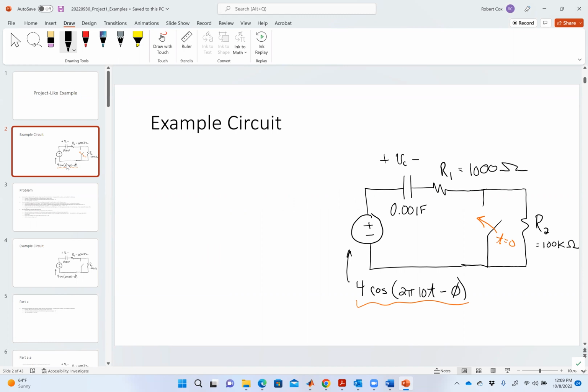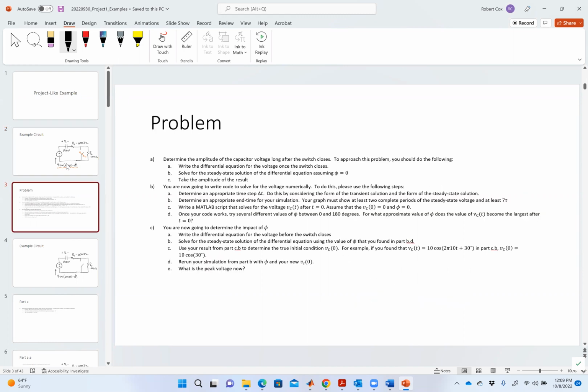And the problem is very much the same as what's in problem one, except in problem one, what you have is an inductor instead of a capacitor. So here, what I'm asked to do is determine the amplitude of the capacitor voltage long after the switch closes. And I'm told that to approach this, I should do the following. Write the differential equation for the voltage, solve for the steady state solution, and then take the amplitude of the result. Nowhere in there am I ever asked to do anything with the transient response.